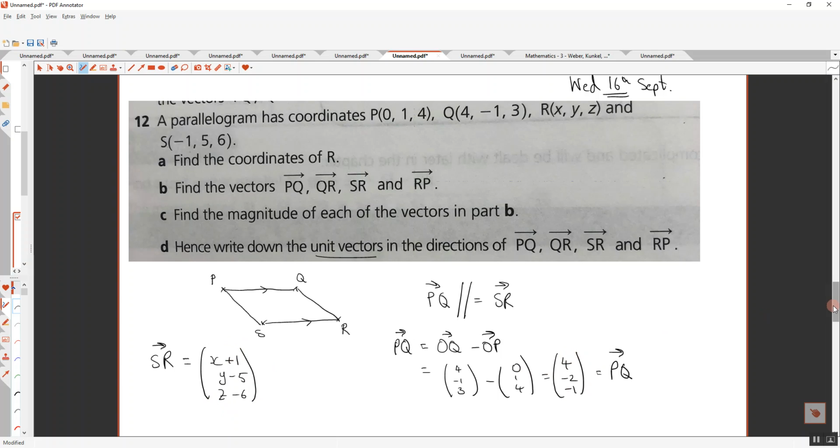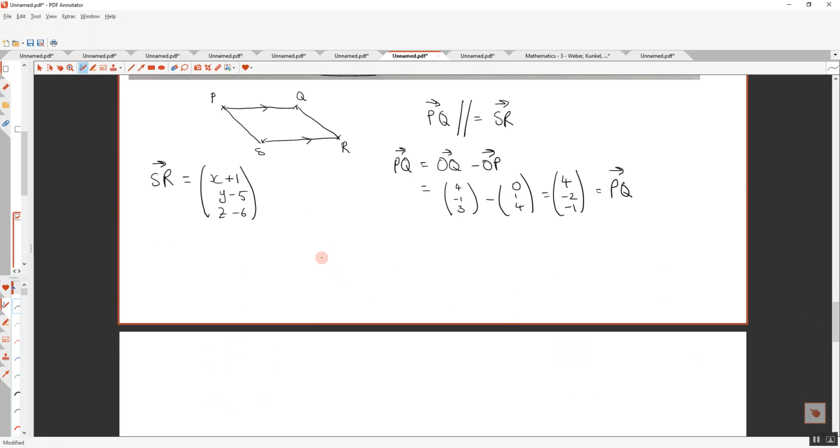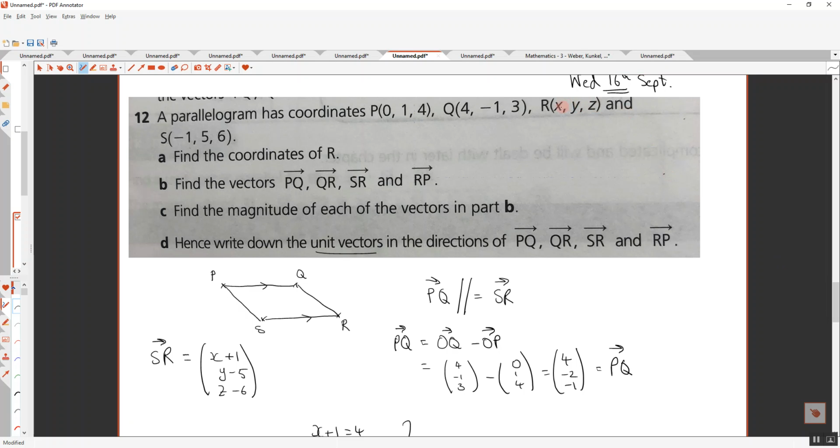Because they're equal, I'm just going to set them equal to each other and work out my values of x, y, and z. So x plus 1 equals 4, y minus 5 equals negative 2, z minus 6 equals negative 1. That tells me that x is equal to 3, y is equal to 3, and z is equal to 5. So that's what x, y, and z are, and that is what I'm after for R. So that is 3, 3, 5.